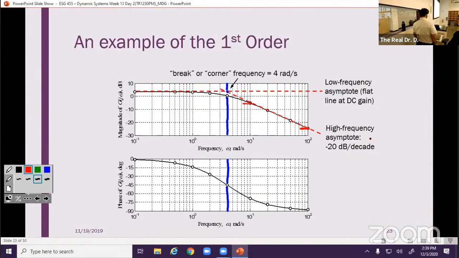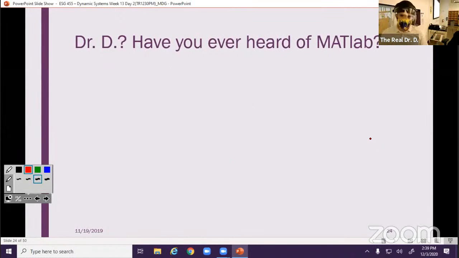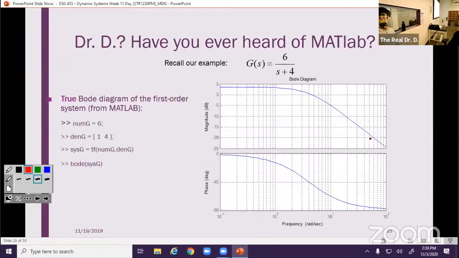I got one more thing to show you. So this is great. We can draw them, right? But Dr. D, have you ever heard of MATLAB? Yes, I have. Thank you for asking. It's a great program. It turns out that MATLAB will do this for you. Right? So if you want a Bode diagram, you create an LTI system. You create the transfer function like we've done in the past, using the TF command. You set up your numerator and your denominator coefficients, and then you use the command Bode, and Bode will return this. And this is the same example that we just did the by hand Bode plot for.